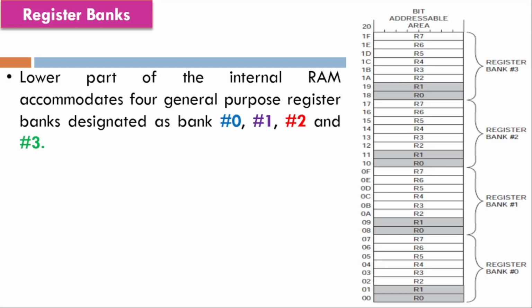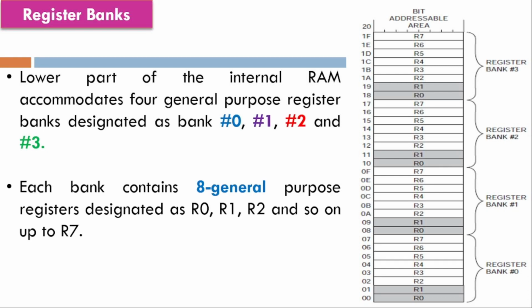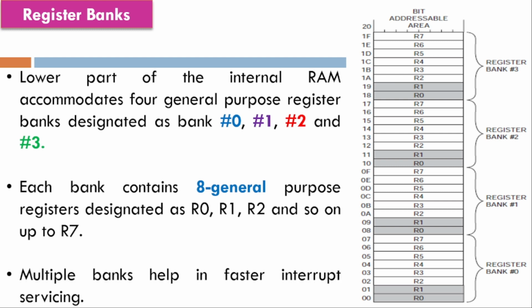Lower part of the internal RAM accommodates 4 general-purpose register banks designated as bank number 0, number 1, number 2, and number 3. Each bank contains 8 general-purpose registers designated as R0, R1, R2, and so on up to R7. Multiple banks help in faster interrupt servicing.